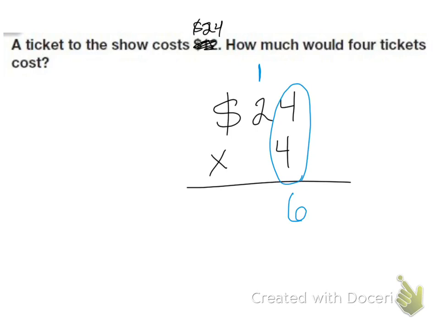Okay, then I multiply 4 times 2. 4 times 2 is 8, but then I need to add the 10 I carried over. So 4 times 2 is 8, plus 1 is 9. So my answer is $96. Okay, so you don't add the one you carry over until after you multiply.